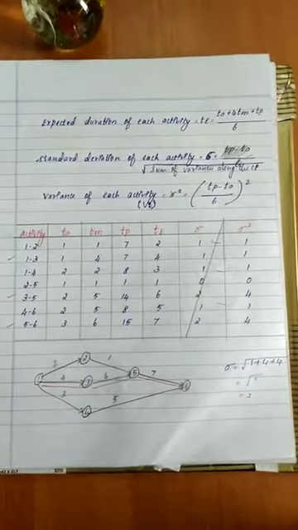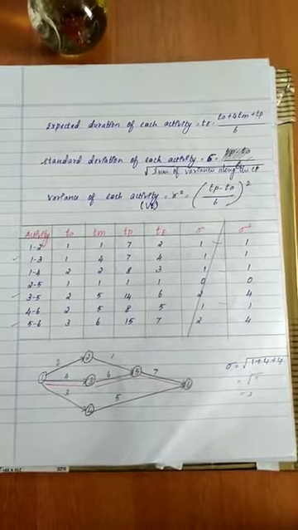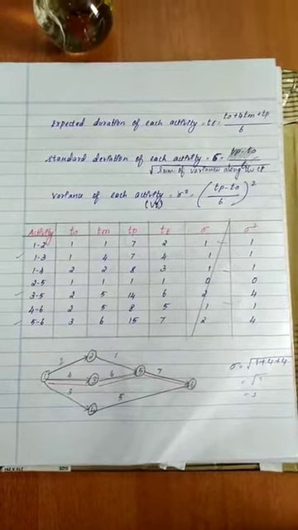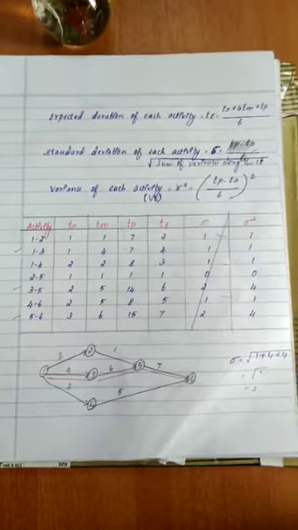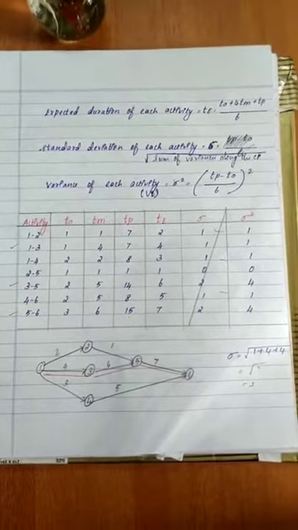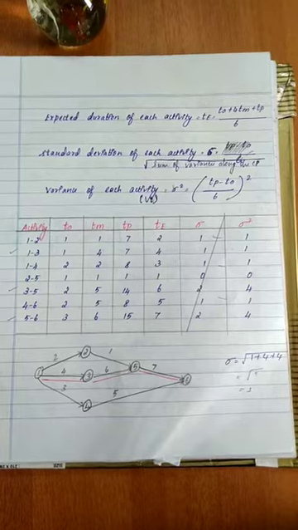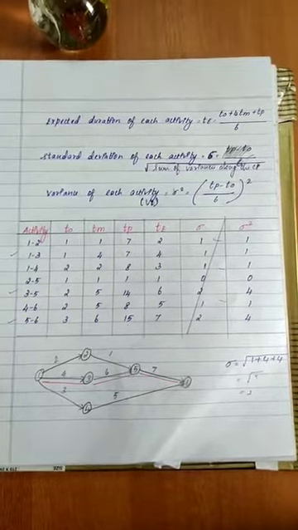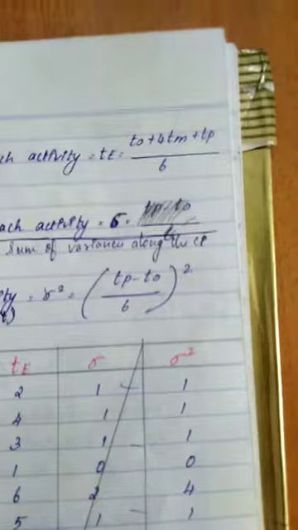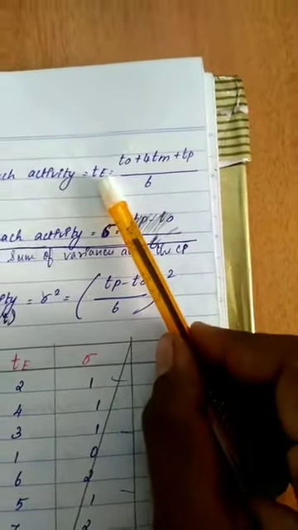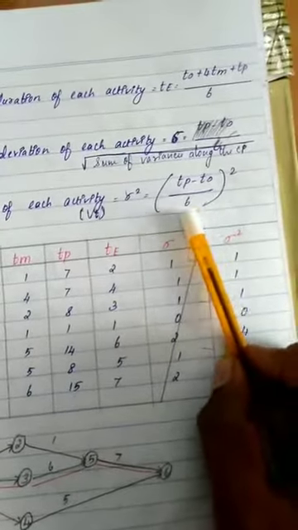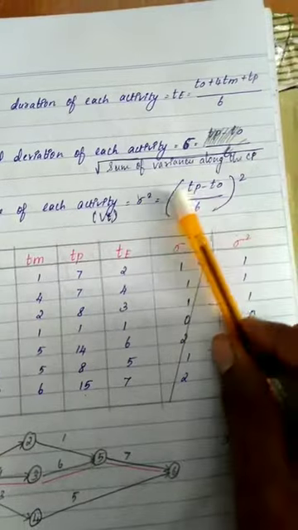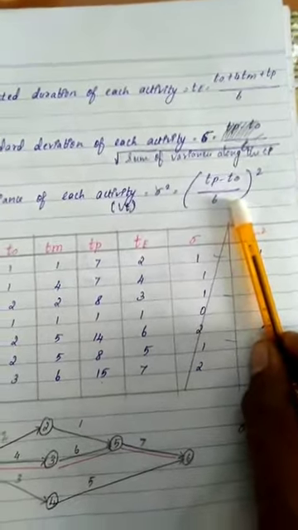As I already mentioned, there will be 2 different formulas. One is TE. We need to find out a single duration with the help of 3 different durations. The formula, once again for your reference, is (T0 + 4Tm + Tp) / 6. This is the formula to calculate TE, the single estimated duration. And the next one is the variance of each activity, that is sigma square equal to ((Tp - T0) / 6) whole square. This is the formula I mentioned earlier for your reference.